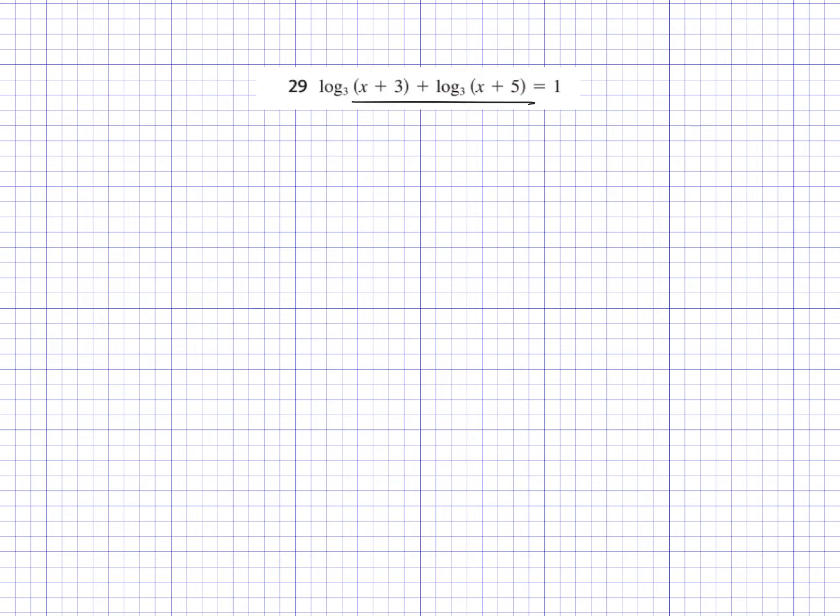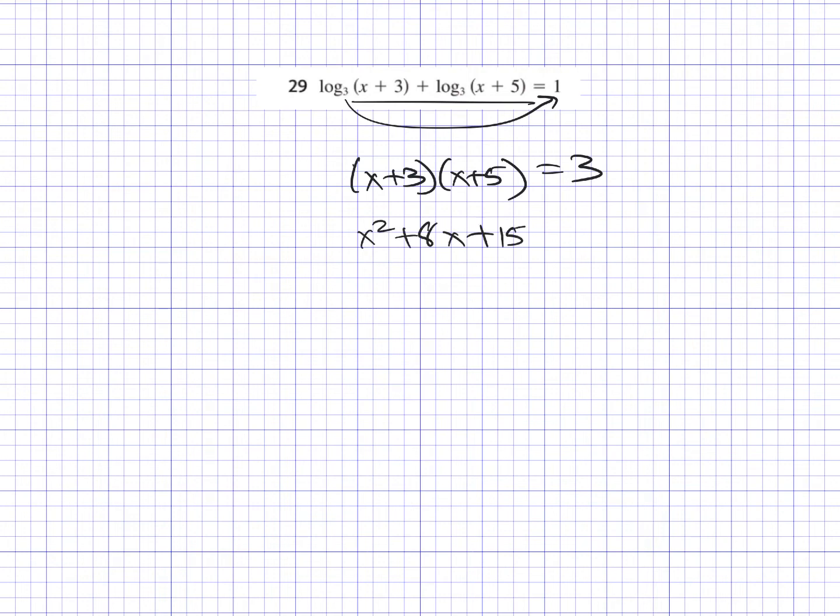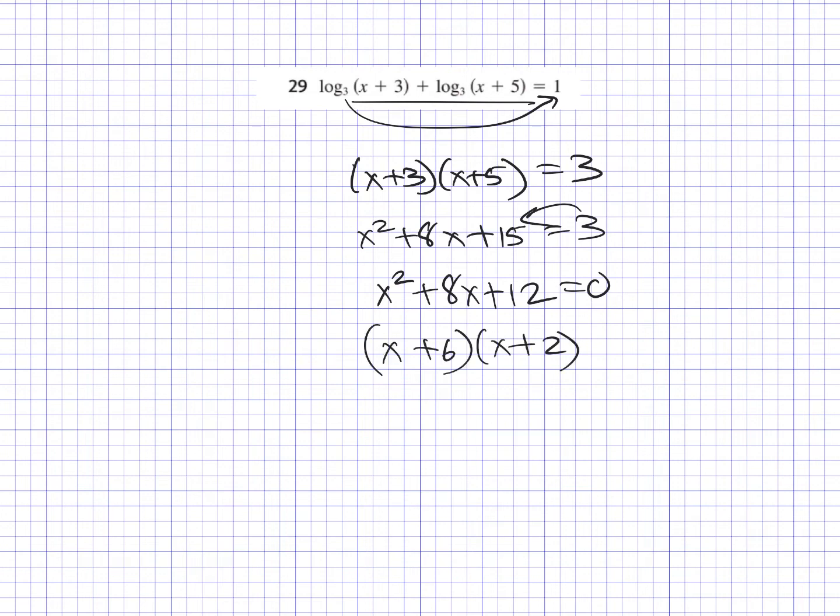29. Again, let's just combine these and raise the base 3 to the first power. Sorry, (x + 3) times (x + 5). And 3 to the first is just going to be 3. So FOIL everything. x squared plus 8x plus 15 equals 3. Subtract the 3. And (x + 6)(x + 2) equals 0. So either x is negative 6 or negative 2.